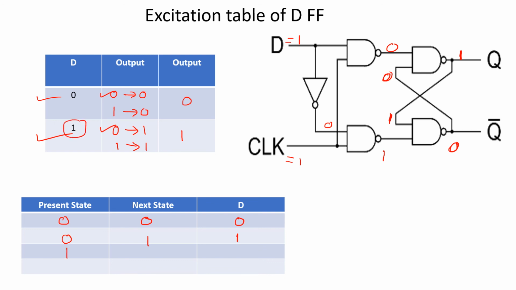Present state is 1 and next state is 0. That is happening for D is equal to 0. And present state is 1 and next state is 1. That is happening here. That is for D equal to 1. So this is the excitation table for D flip-flop.